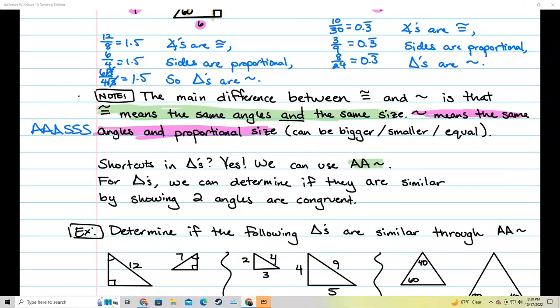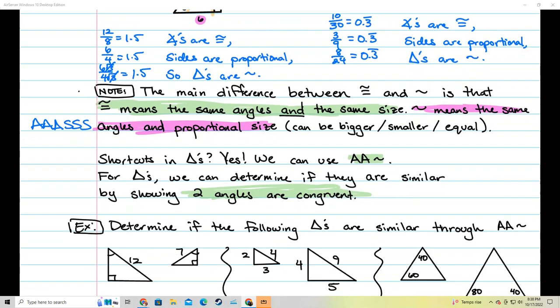If you can show that two angles are congruent, then we can automatically assume that the triangles are similar, which means I don't need to do all this. I can get rid of this, and just focus on angle, angle. Angle, angle is enough in triangles to assume that they are similar.